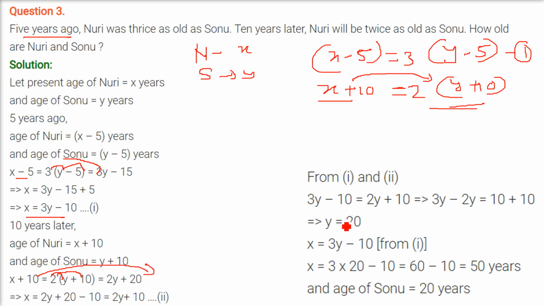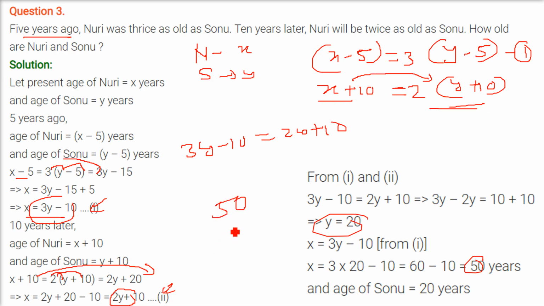So we have two equations. x is saying 2y plus 10, x is saying 3y minus 10. So just equate 3y minus 10 with 2y plus 10. You get y as 20. Now put y in any of these equations. You get x as 50. So the age of Noori, that is x, is 50 years. Age of Sonu, which is y, is 20 years.